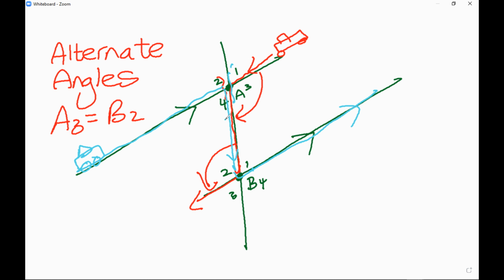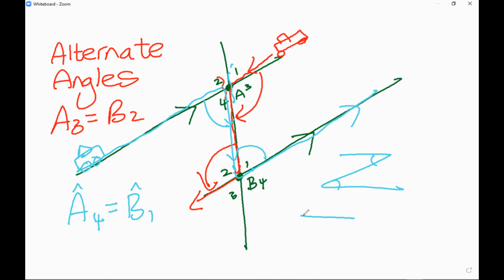So they blocked the road. I took an alternate angle. I went around this angle here, A4, and it's equal to B1. Okay, so A4 is equal to B1. Angle A4 equals B1. Alternate angles, and it's a Z shape. If you can see that, it's a Z shape. Or it can be like that kind of Z.